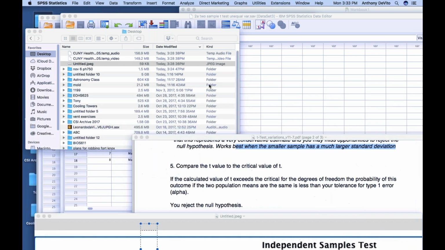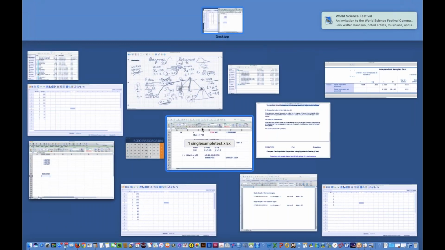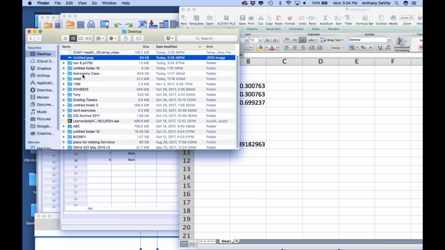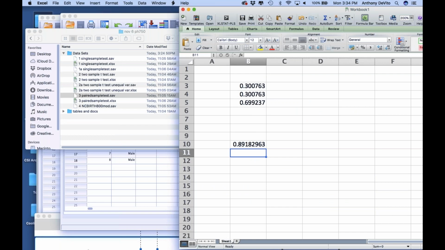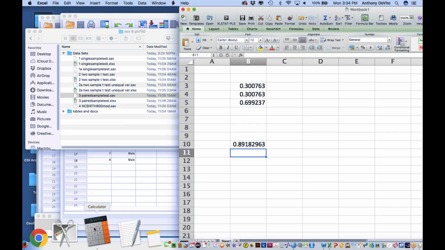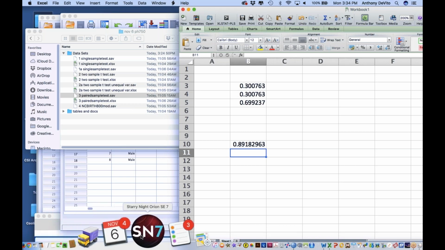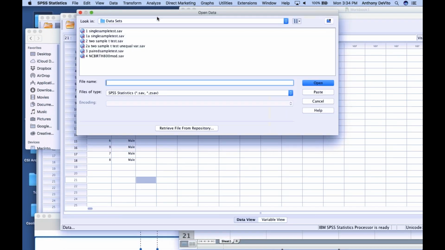Okay, we're going to do one more, which is a little tiny bit different. There's another file there, let me find that folder. There it is. It's called 3 paired samples.sav. So I'm going to open up that file in SPSS. Open, data, and this one is going to be 3 paired samples.sav.